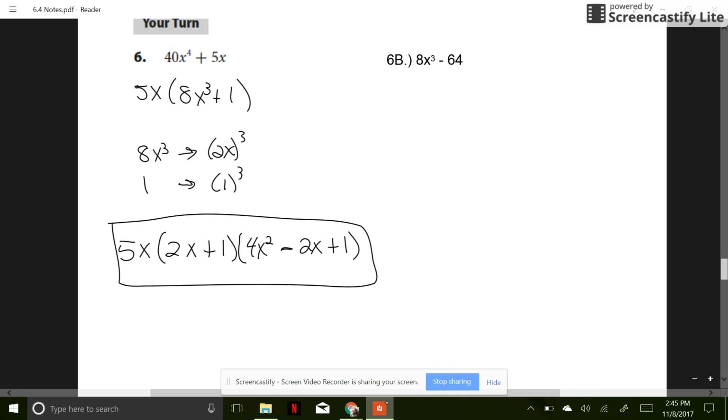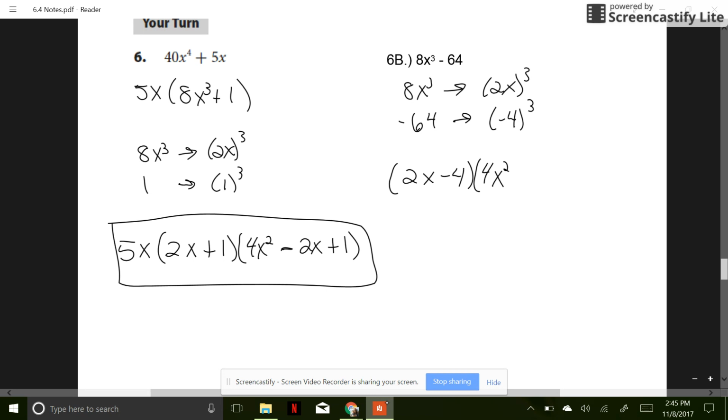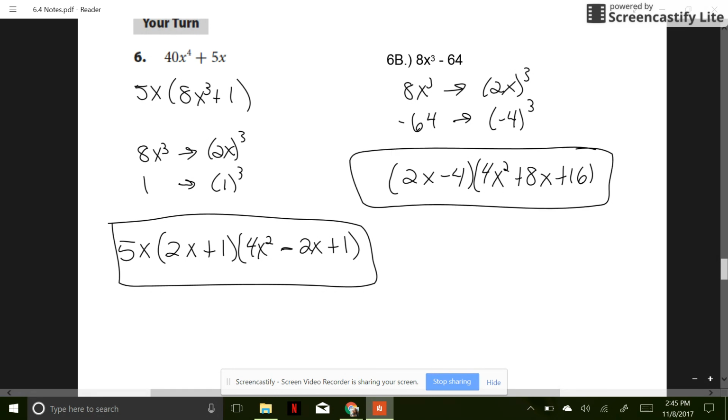In B, we've got another one, this one's a difference of cubes, because 8x cubed is, again, the quantity 2x cubed. I always think about it as negative 64 is negative 4 cubed. So that way when I write it out, I'll get 2x minus 4, my two terms there. Then I square the first term, 4x squared. I take the product of the two terms and change the sign. So it should be negative 8x, we're going to make it positive 8x. And then the second term squared, negative 4 squared, is plus 16. And that is our factorization.